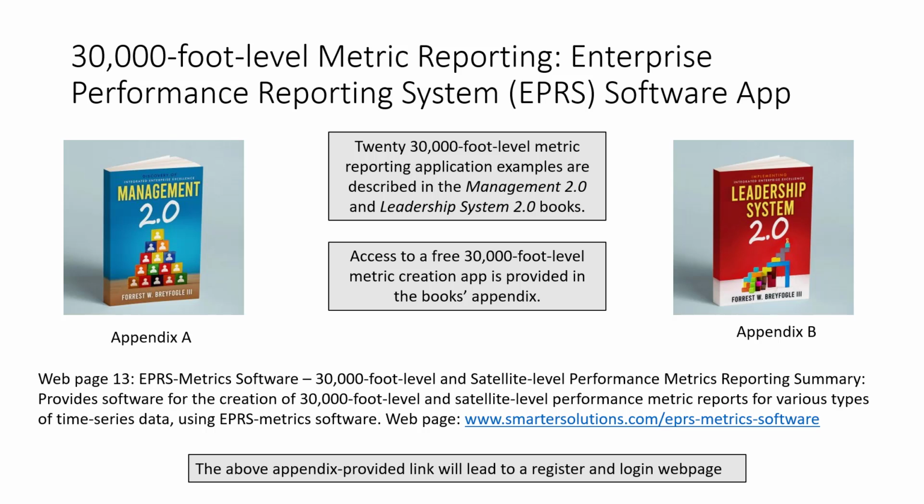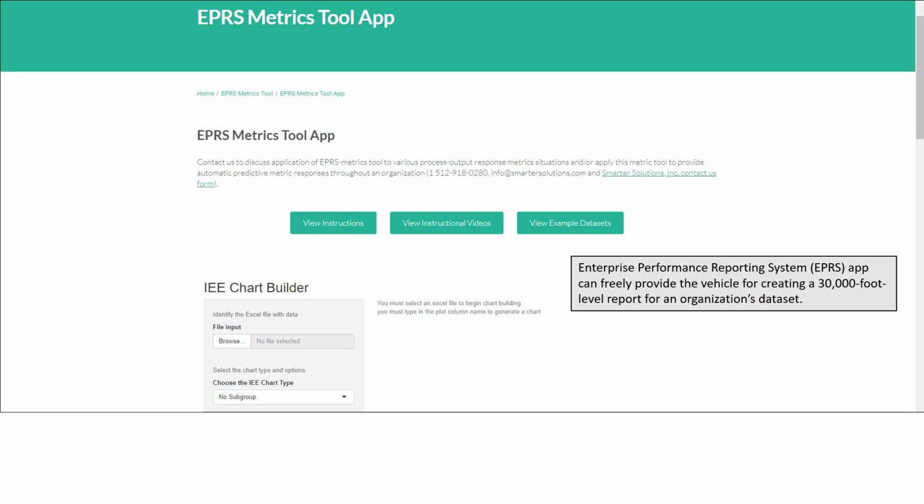The above appendix provided link will lead to a register and login page. This login page would lead to the page that's shown here. Enterprise Performance Reporting System EPRS app can freely provide the vehicle for creating a 30,000 foot level report for an organization's data set.